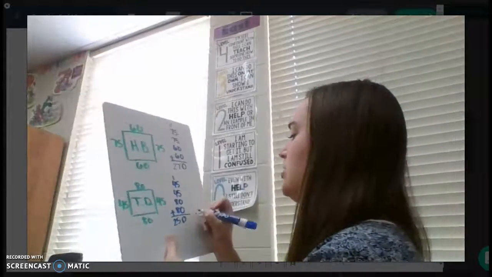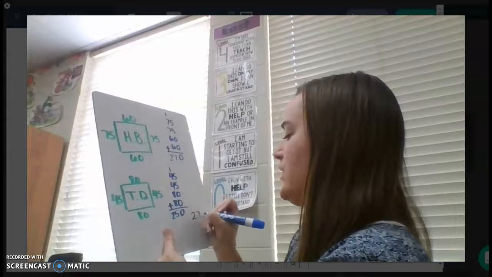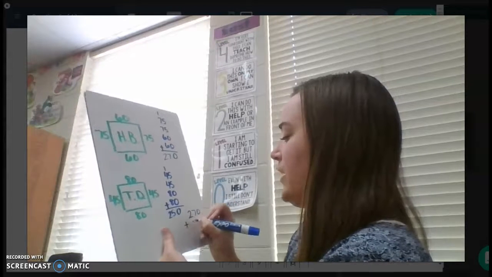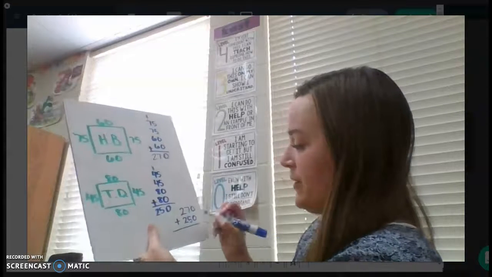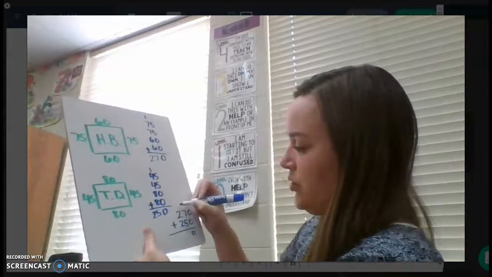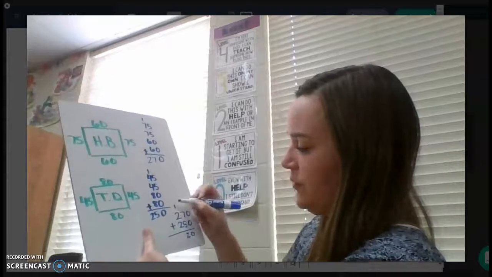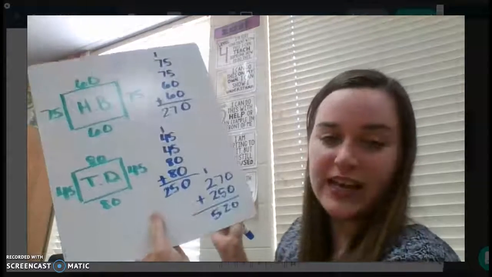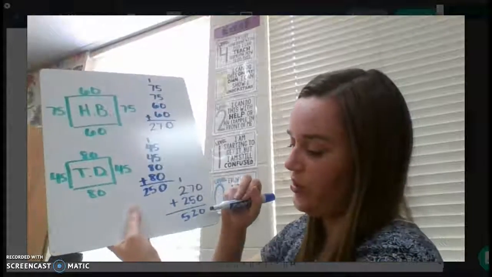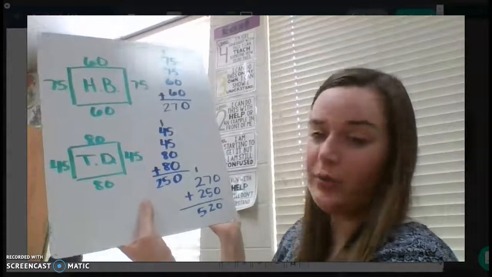So now all we have to do is 270 plus 250, 0, 12, carry the 1, 3, 5. 520 will give the zookeeper 1 trip to the store and he'll buy just what he needs. So let's go ahead and type that into our problem.